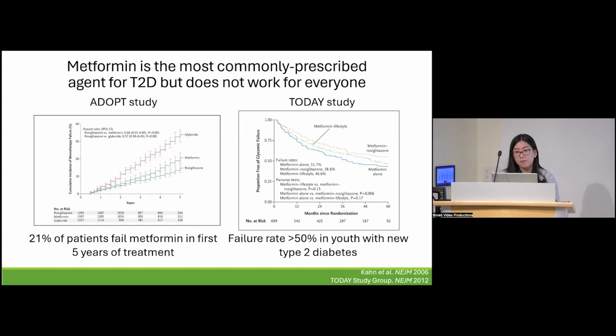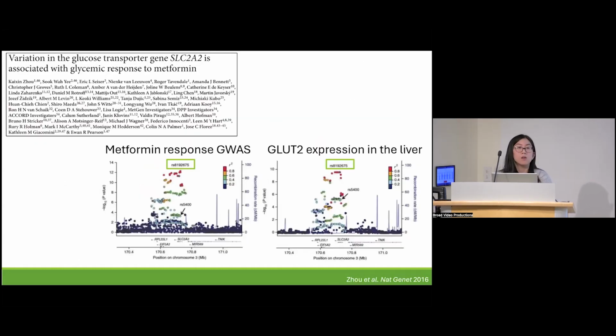To understand the inter-individual variability of metformin, genome-wide association studies have been done with respect to glycemic response. This is a study done a couple of years ago where they uncovered that genetic variation in the glucose transporter gene SLC2A2 was associated with glycemic response to metformin. The impact of this variant on metformin response was equivalent to about 550 milligrams of metformin, which is a reasonable clinical dose. They also showed that the variant that influences response had an association with differential GLUT2 expression in the liver, providing some functional evidence as well.